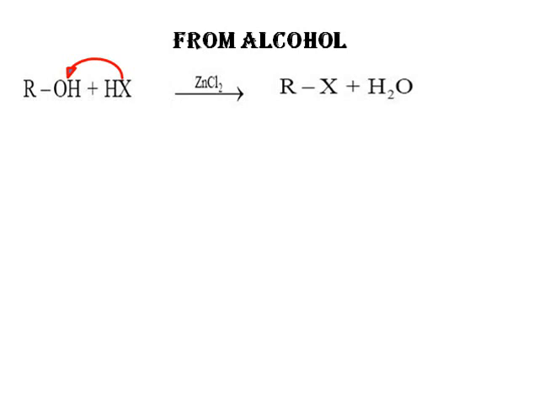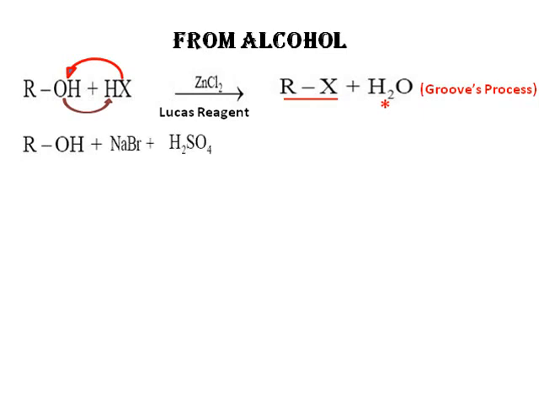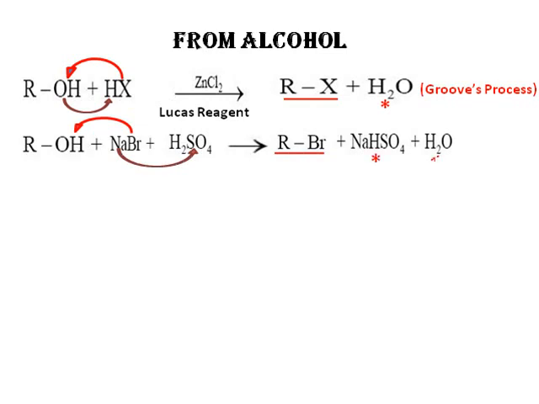Here halogen replaces hydroxide ion and produces alkyl halide, and hydroxide ion takes hydrogen ion from hydrogen halide to form water. This happens in presence of Lucas reagent. This process is called Groove's process. In the next process, alcohol reacts with sodium bromide and sulfuric acid to produce alkyl bromide, sodium bisulfate and water. Here again bromide replaces hydroxide ion and alkyl bromide is formed, and sodium reacts with sulfate to form sodium bisulfate and water.